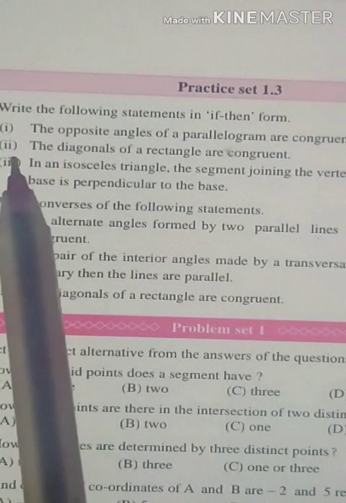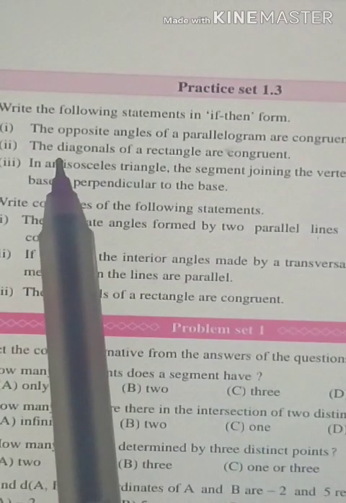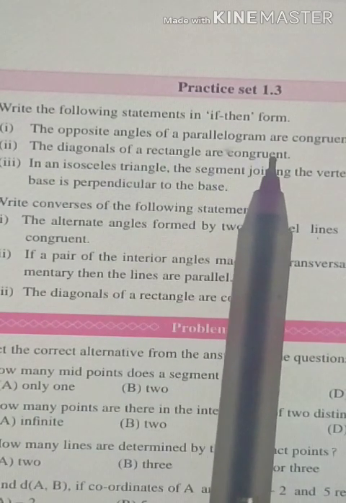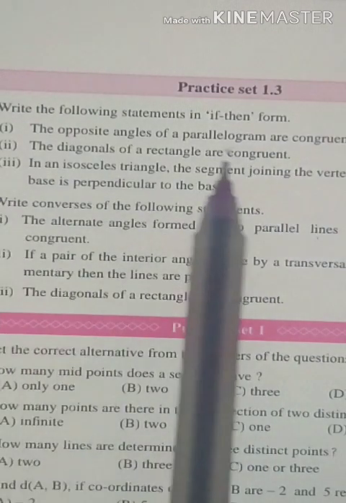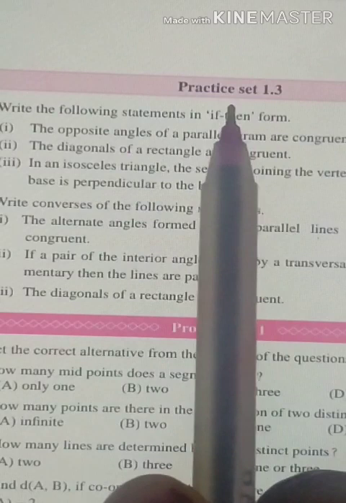Now we move on to the second question. Again we have to write this in if and then form. The diagonals of a rectangle are congruent. Say this statement in your mind 2 to 3 times. Then frame it in the form of if and then form.